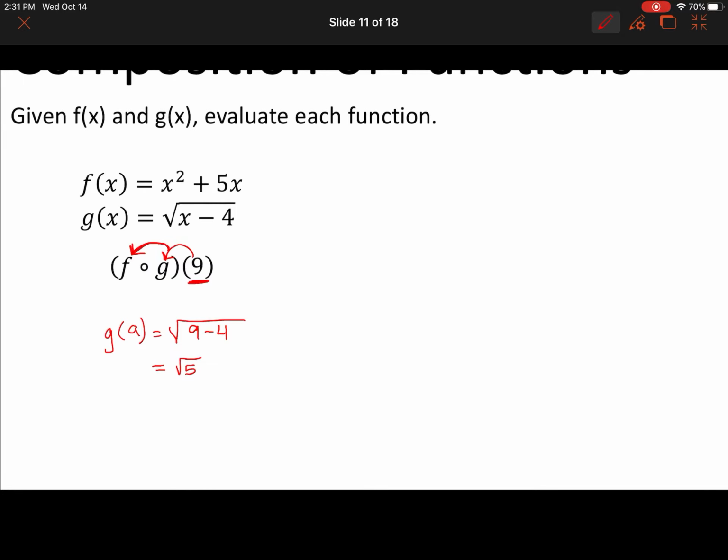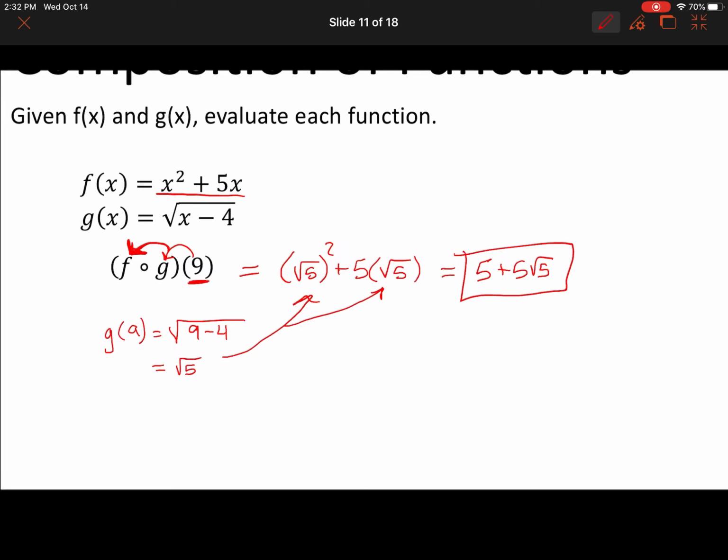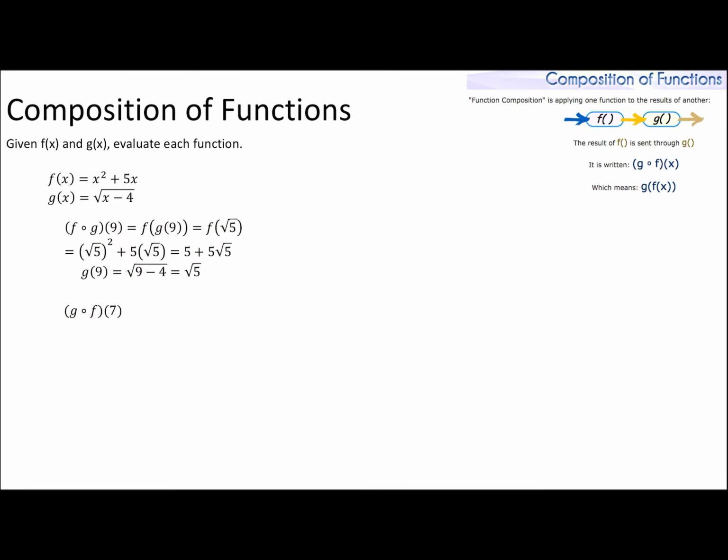So now I found my g of 9, but remember what I have to do is I have to take that answer and plug it into f. So let's go for this. So we plug it into f. So instead of x squared, I'm going to have the square root of 5 squared plus 5 times, instead of x, I'm going to plug in a square root of 5. So this gets plugged in 2 places because I have 2 x's in f of x. And then I simplify. So the square and the square root cancel each other out. 5 times the square root of 5 is just square root of 5. You can come up with a decimal for that one, but that is also considered simplified. So there's our final answer for that one.